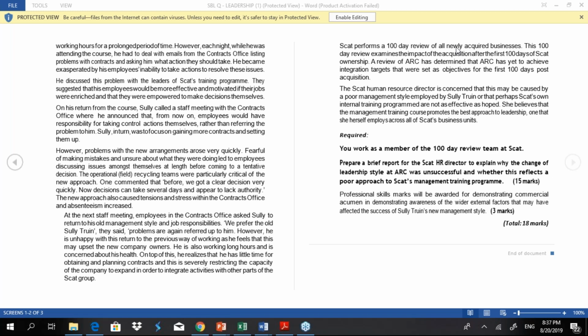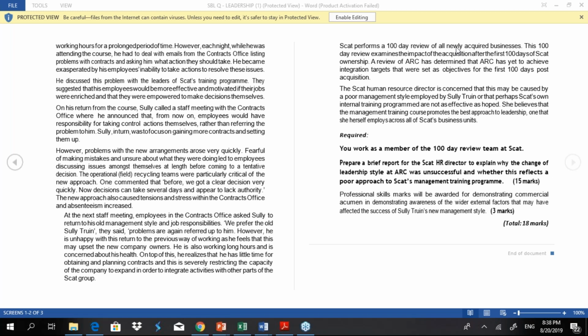And then you should say to whom. So it should be HR director, SCAT. And then from. So you can say a member of 100-day review team. And then you must also put a date. So when you do the exam, it can be the exam date. And also subject, a heading. So in this, a simple small heading.